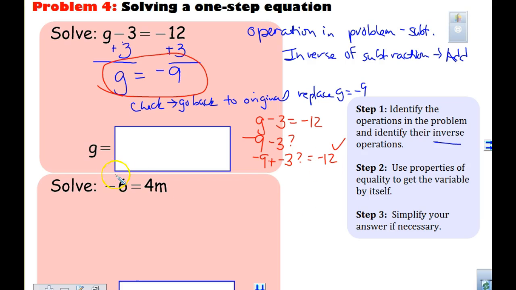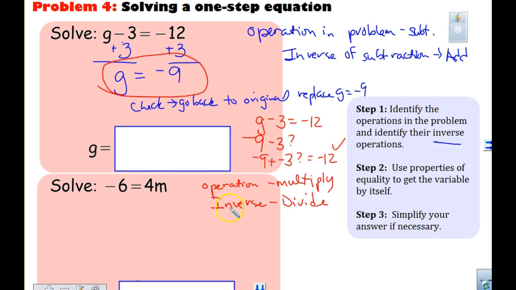So, as we continue, what operation are we looking at, Brett, in the second problem? The operation is when you have 4 next to m. What operation? Multiplication. So, if we are looking at the original problem, the operation is multiplication. So my inverse, the opposite of that, Sophie, is going to be division. So we want to divide.